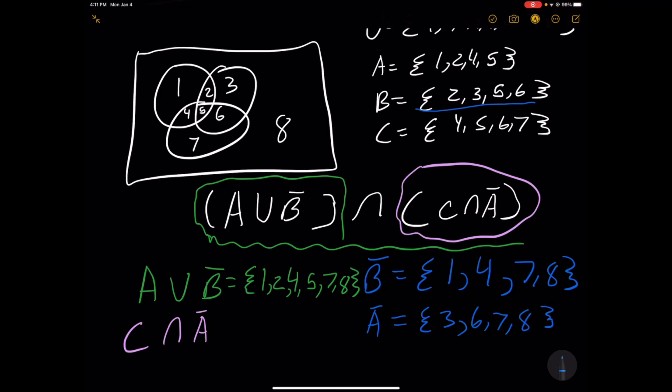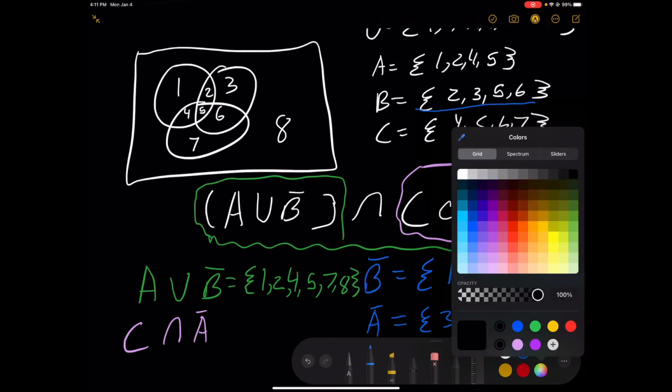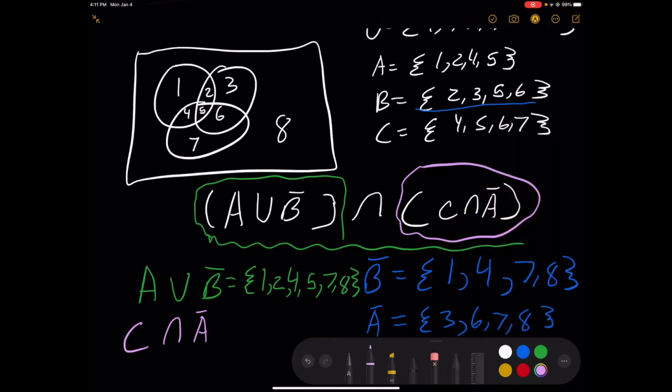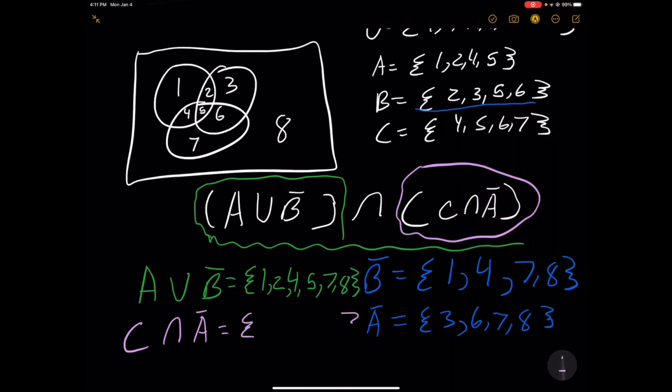That's A complement. So C intersect A complement is just going to be all of the things that C and A complement have in common. So what do C and A complement have in common? Well, they don't have a 3 in common, they don't have a 4 in common, they do have a 6 in common, and they do have a 7 in common. So that's our two pieces, the one in green and the one in purple.